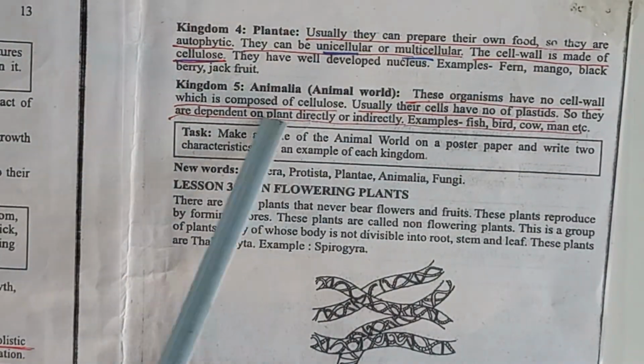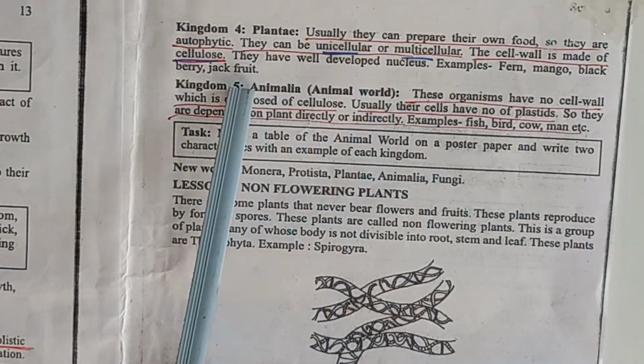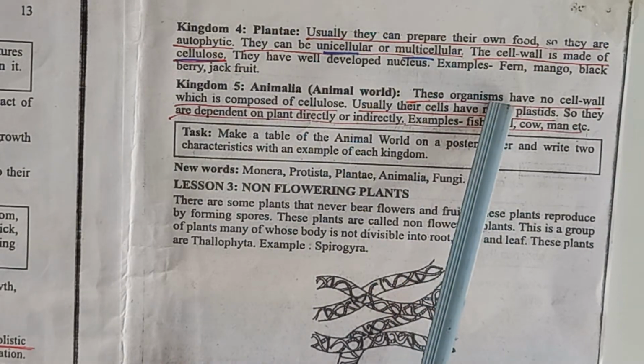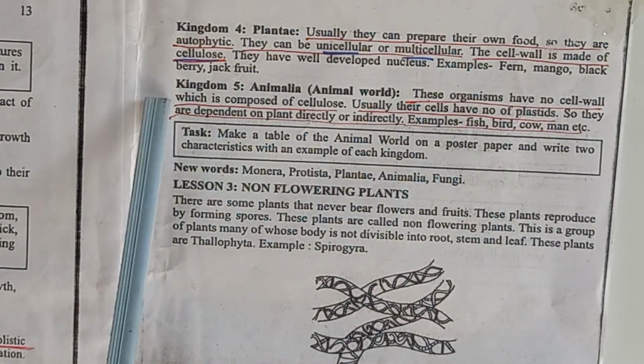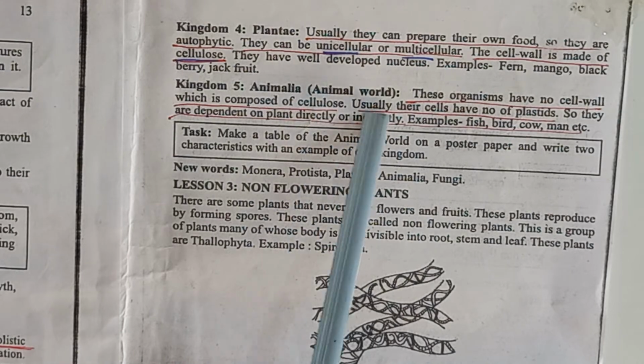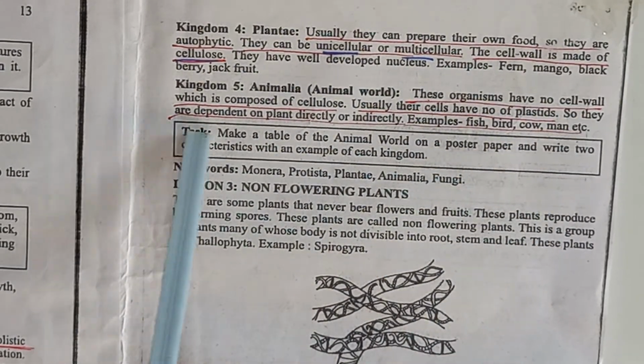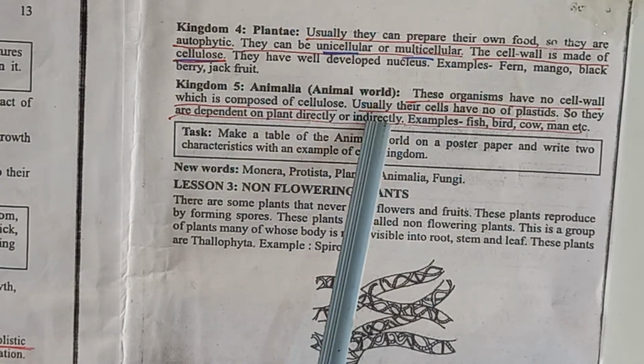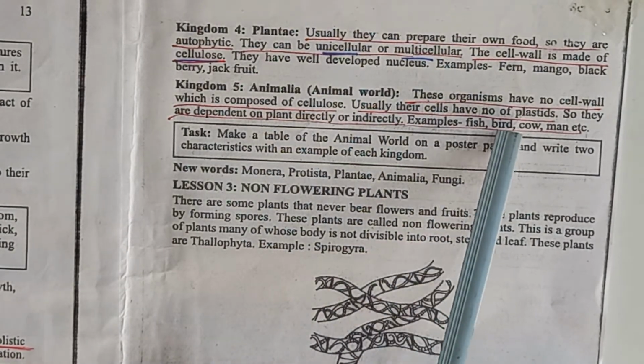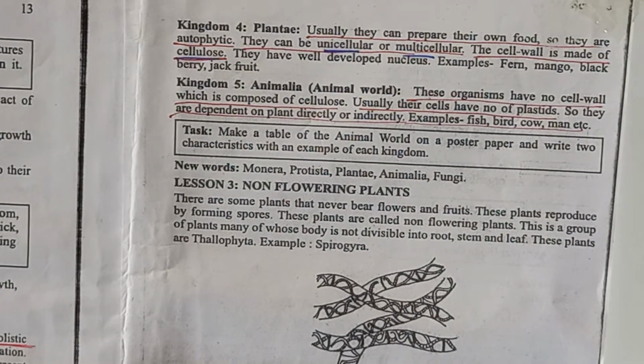Now kingdom 5, animal world or Animalia. These organisms have no cell wall composed of cellulose. Usually their cells have no plastids. So they are dependent on plants directly or indirectly. Example fish, bird, cow, man, etc.